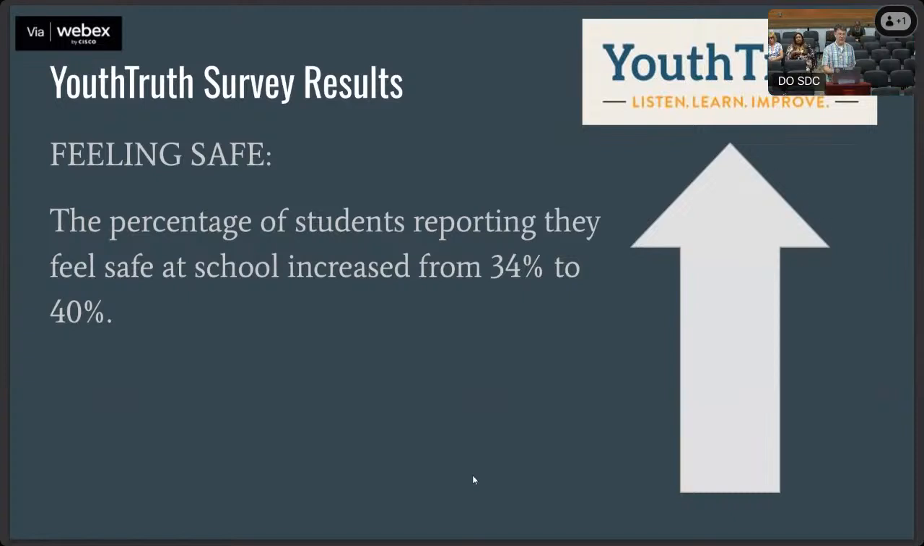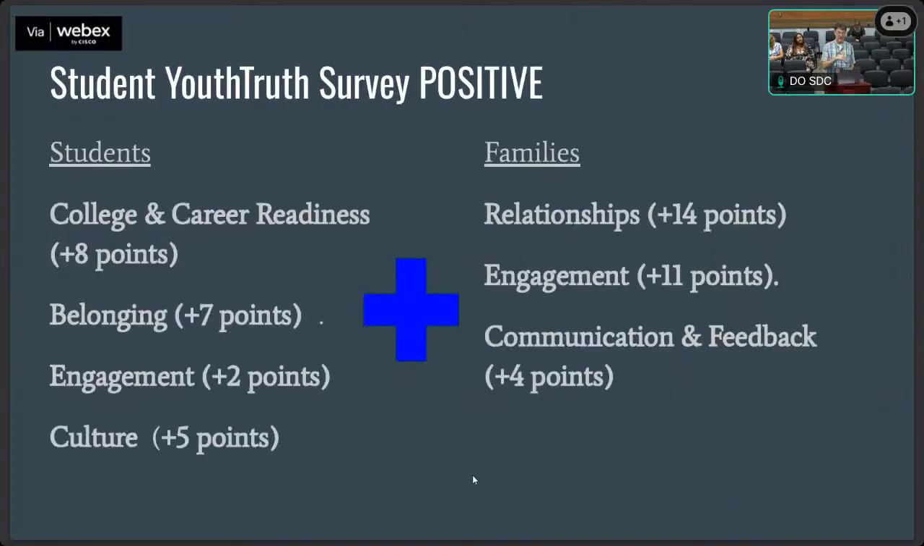Those all went up, but where it went down is with the staff responses. The majority of staff, like culture for staff, went down 17 points. Relationships among staff went down 12 points. Professional development went down 4 points. Engagement went down 3 points. School safety went down 2.